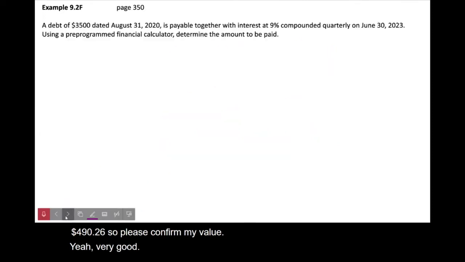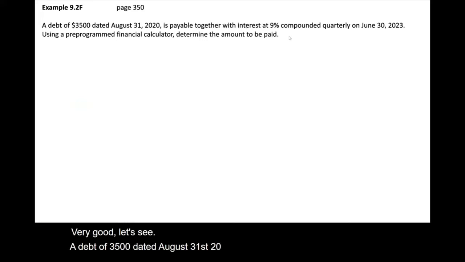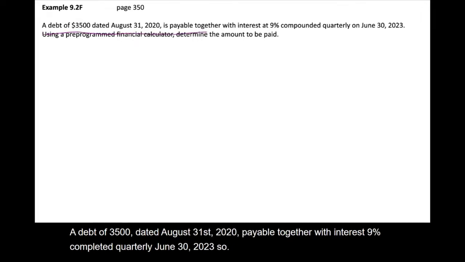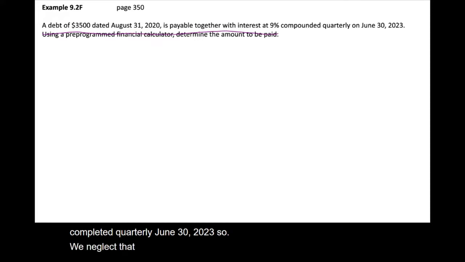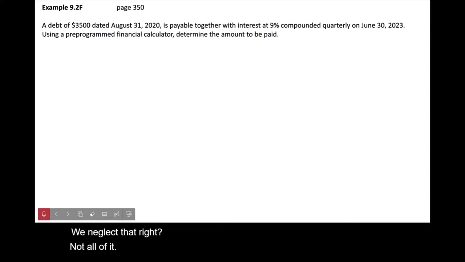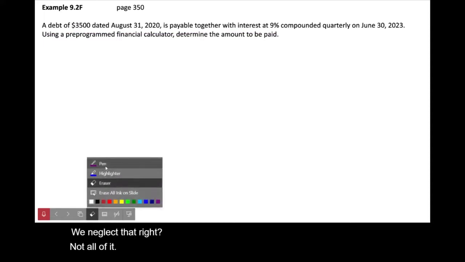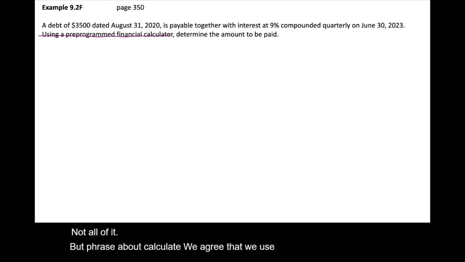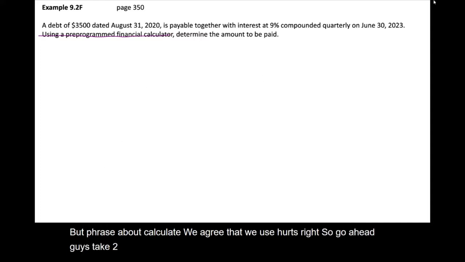Very good. Let's see. A debt of 3,500 dated August 31st, 2020, payable together with interest at 9% compounded quarterly, on June 30, 2023. Yeah, so we neglect the phrase about the calculator, right? We agree that we use formulas, right? So go ahead, guys, take 2 minutes, do it.